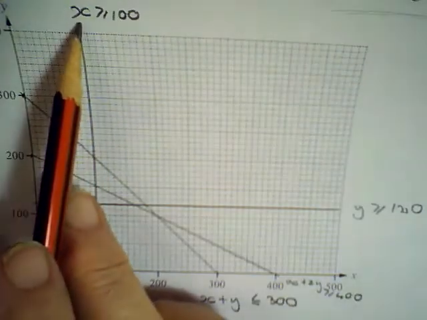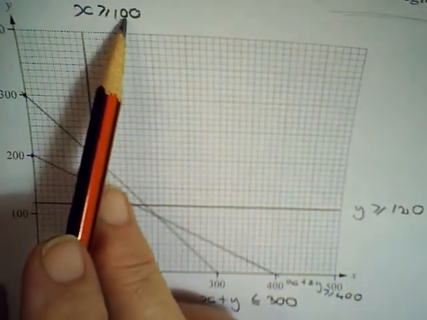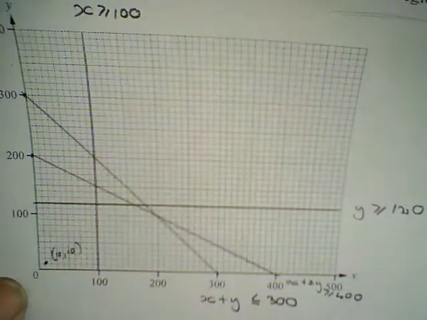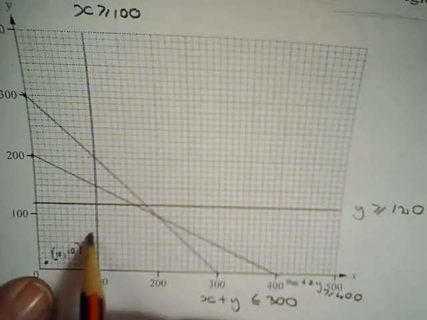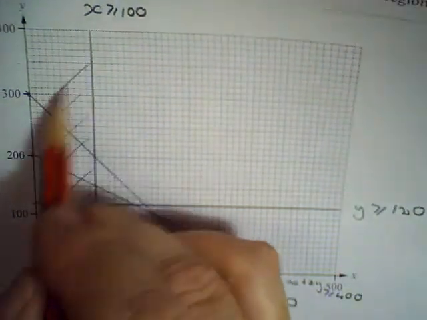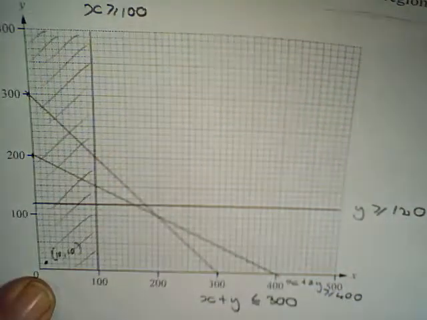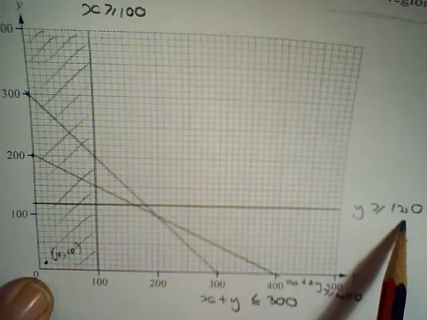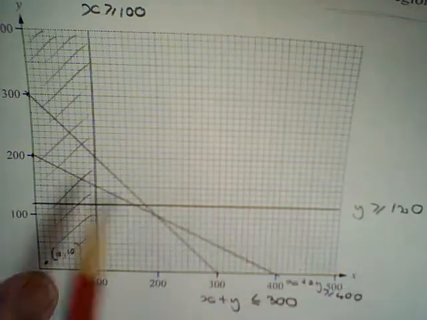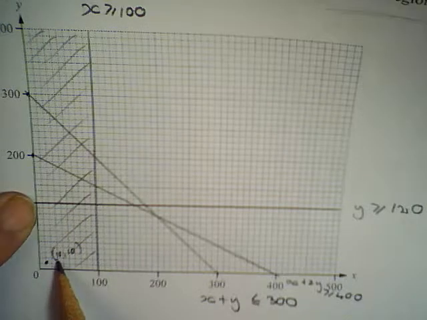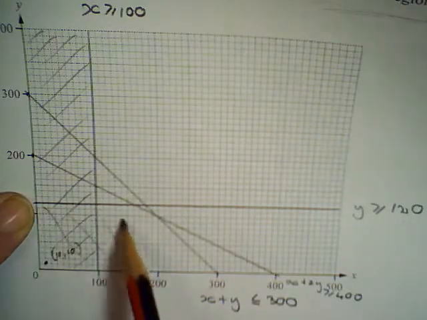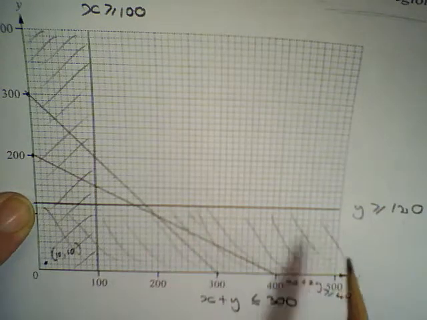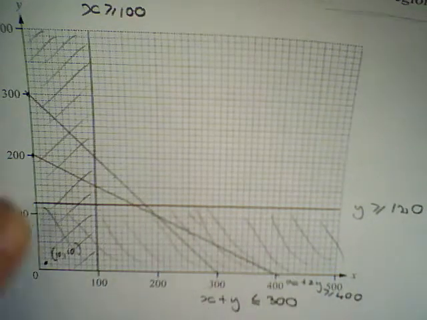If I substitute 10 in here, 10 is greater than 100. Is that true? No, it is not true. So I would shade this region, the unwanted region. This is not the wanted region, okay? There. 10 is greater or equal to 120. No, that's not true. So from this line, this point would not be part of a solution. I can shade it.